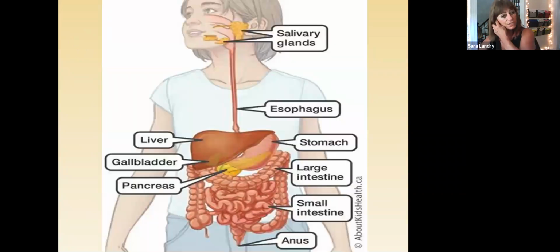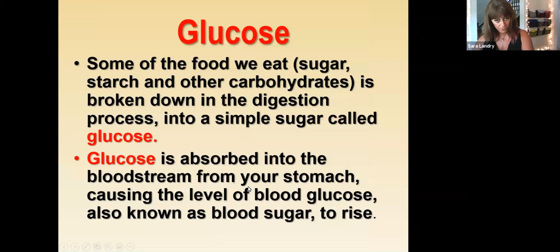So here's just a picture of the organs that are involved in the digestion process, your salivary glands. When you eat food, it goes through your esophagus to your stomach. We're going to talk a little bit about the pancreas, and you can see where that's located. And so let's move forward and talk about glucose.